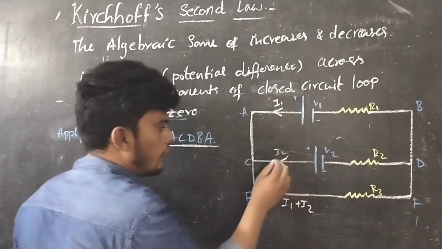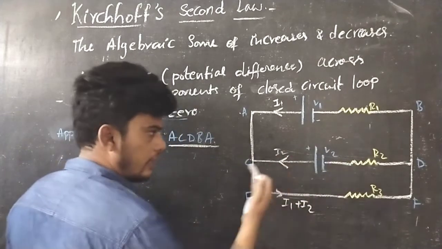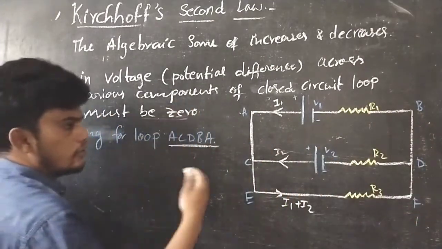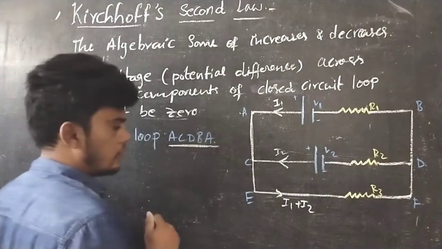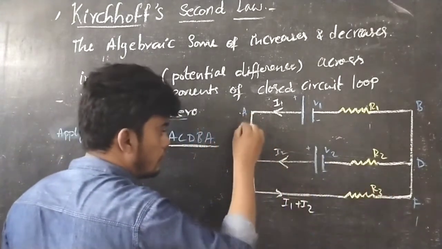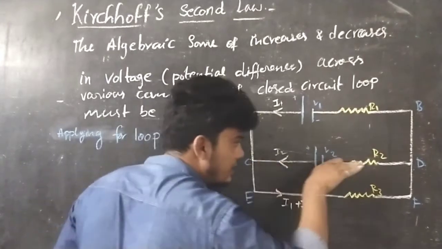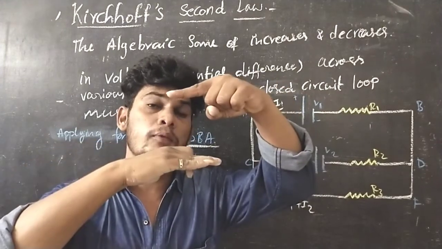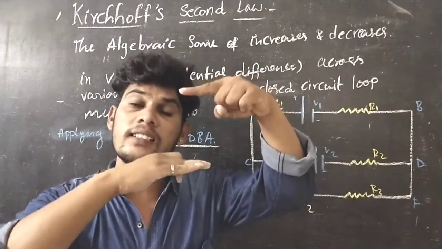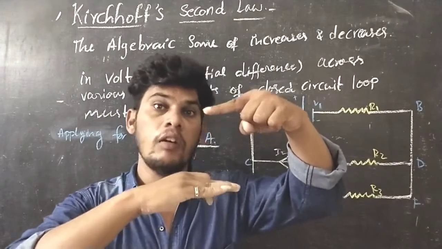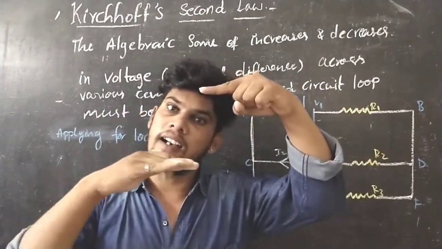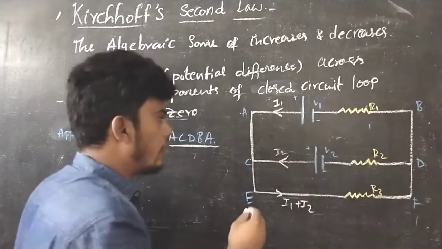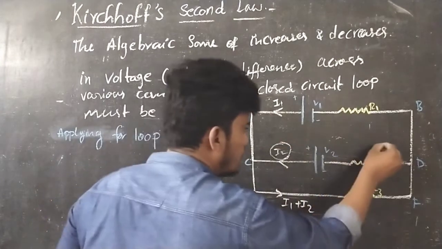Opposite to the flow of current. This is the flow of current. The current flows in this direction from the right side to the left side. So this is the direction of the current. The loop direction is A to C, C to D. So here the loop direction and current direction are opposite. As we discussed previously about sign conventions, when the loop direction and current direction are opposite, the value is positive. Then what about the I2 and R2 values?